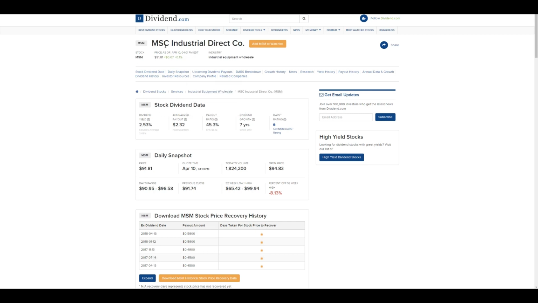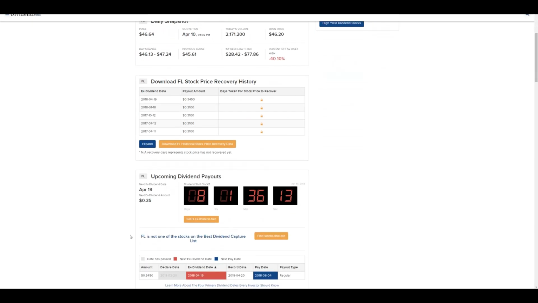Number three is MSC Industrial Direct, 7 years of dividend growth, 45% payout ratio, 2.53% yield. So you can see here, these all look very nice. 43 definitely looks very nice compared to Foot Locker. Foot Locker, 7 years of dividend growth, 31% payout ratio, dividend yield of near 3%. They have their ex-dividend on the 19th, which is next Thursday, so you need to buy them on Wednesday or prior to be eligible for that payout on May the 4th.